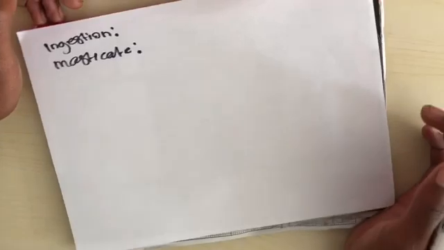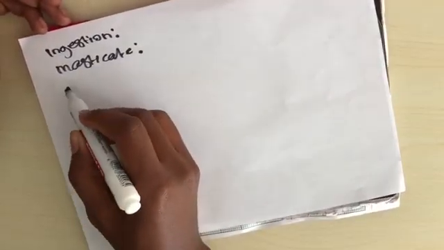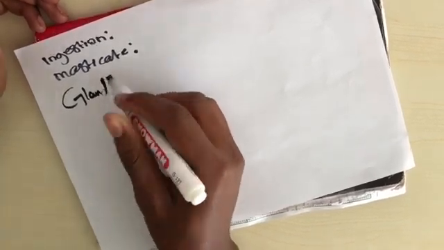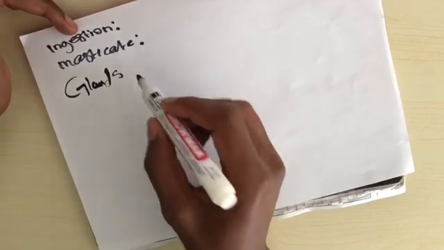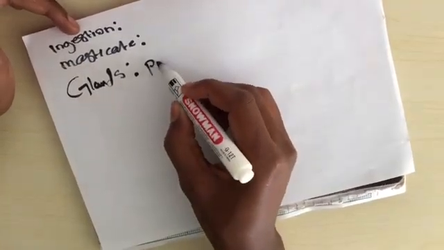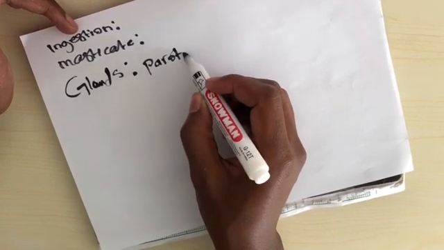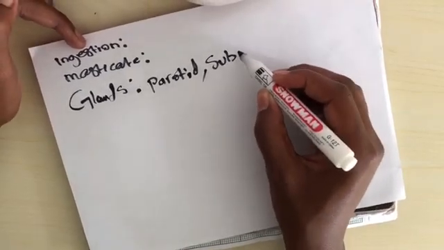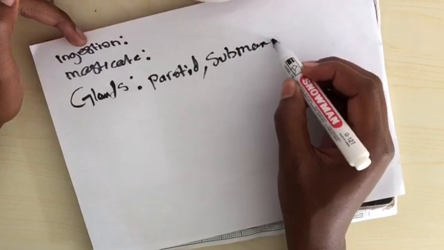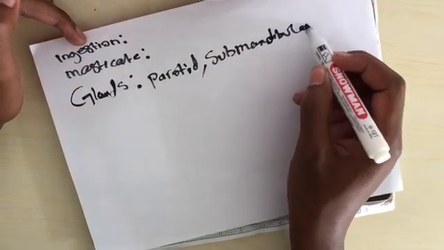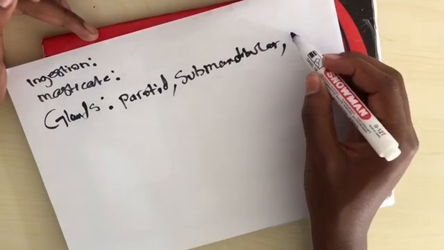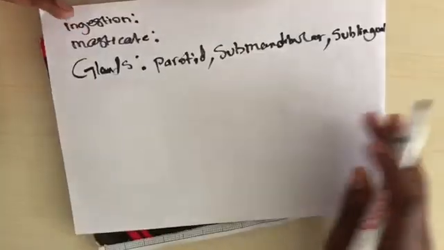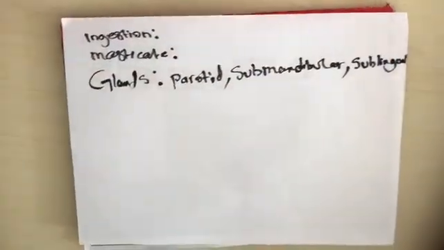Let me just write them. The glands: there is the parotid gland, the submandibular gland, and the sublingual gland. These glands secrete saliva.